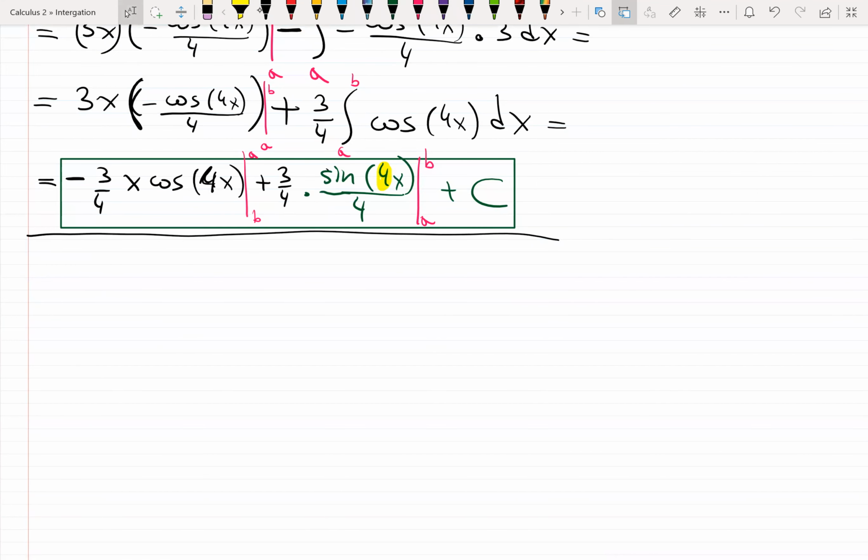Now, the integration with trigs. Let me show you how to do this sine times cosine stuff. Like this one.